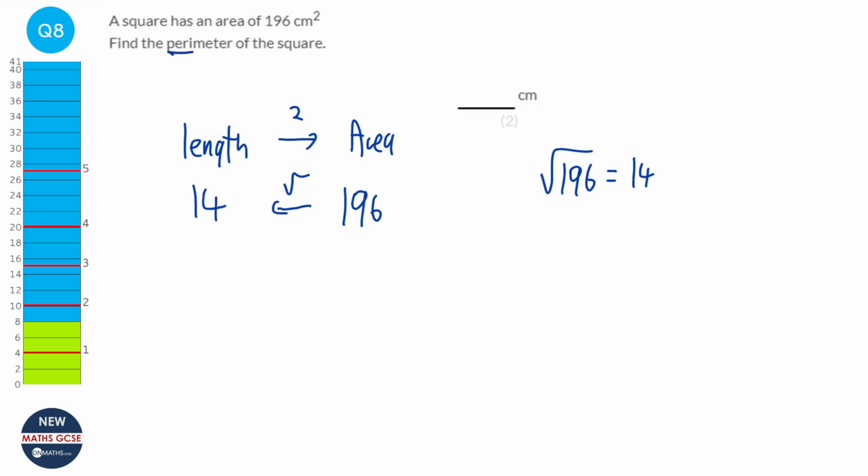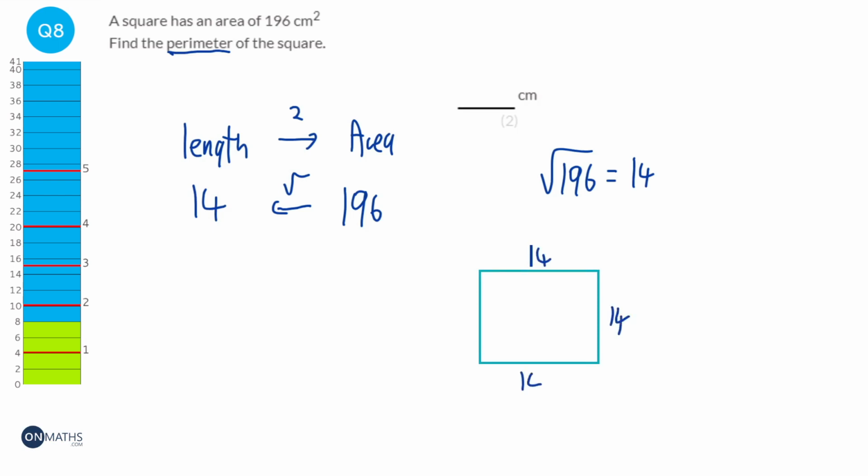So to work out the perimeter, the distance around the square, if I draw a square out, we know that each of these lengths is 14. So it's just going to be 14 times 4, which will be 56.